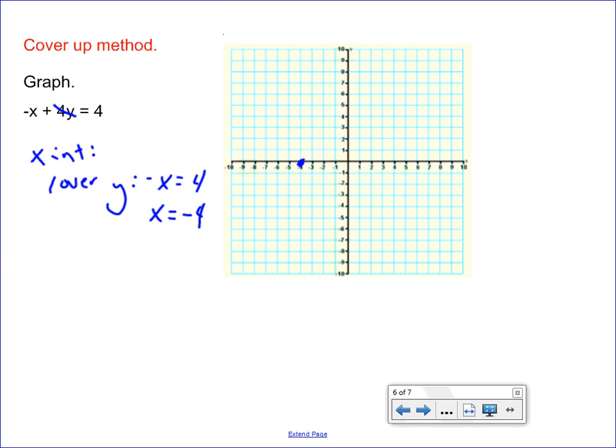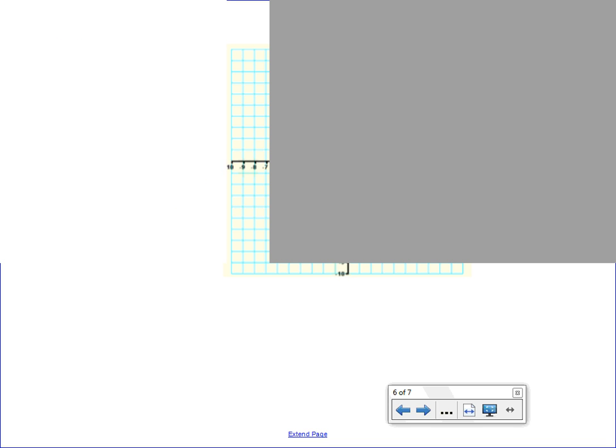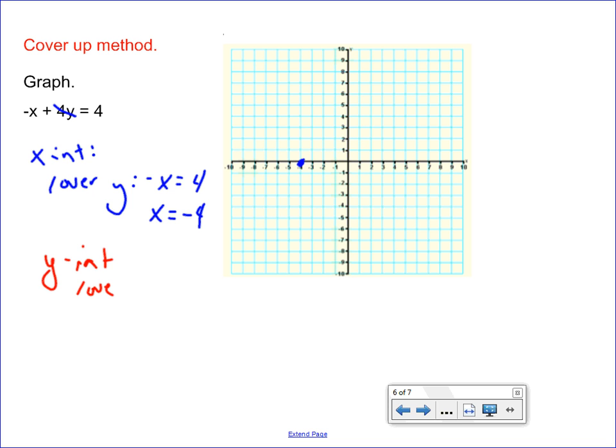Okay, for the y-intercept, you cover the x. So I'm covering up this, and you now have 4y equals 4, and if you divide by the 4, you know that y is equal to 1. Okay, so the y value is 1, so I end up with this line here.